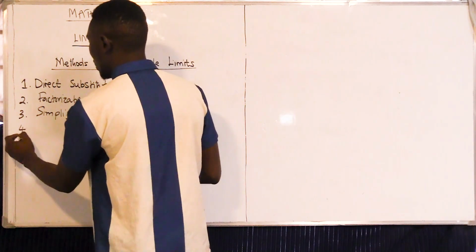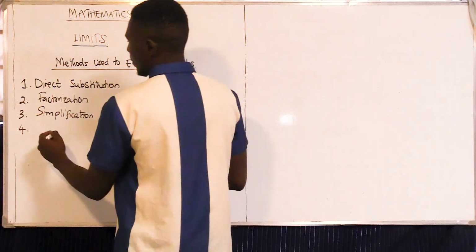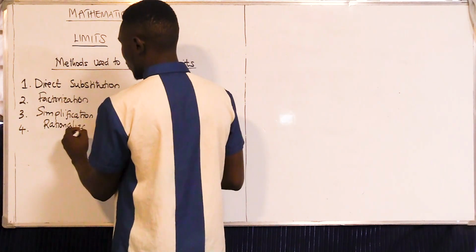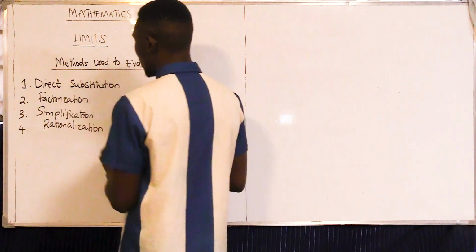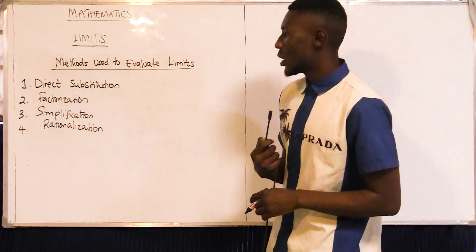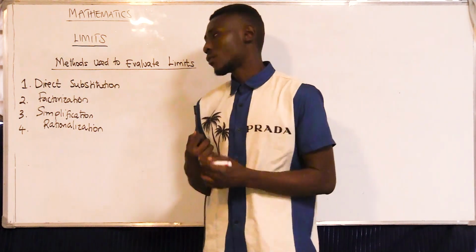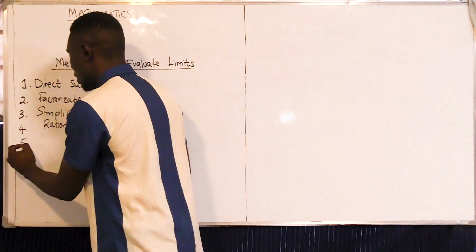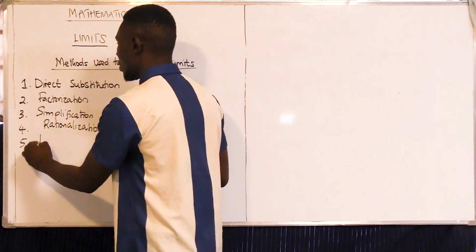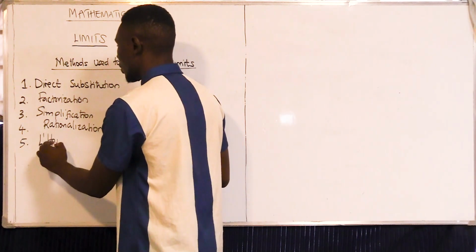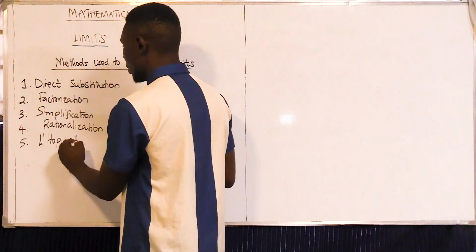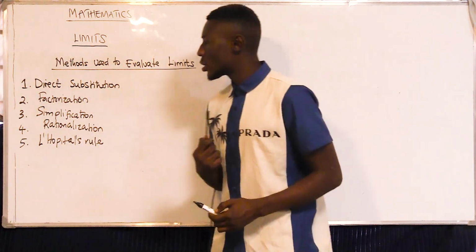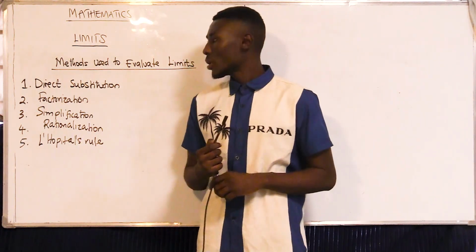The fourth one is by rationalization. So limits can be evaluated by simply means of rationalization. And the fifth one is by use of what is known as L'Hopital's rule. So these are the methods we're going to use to evaluate limits.